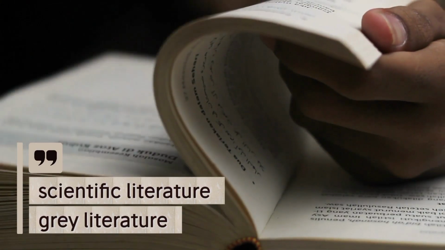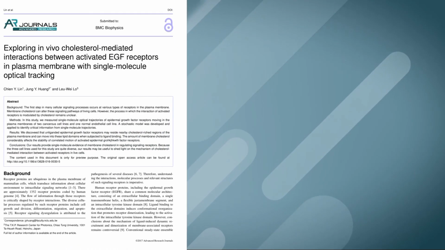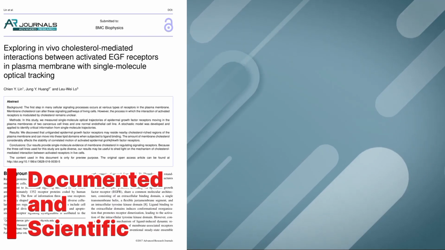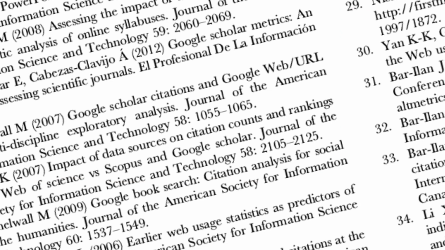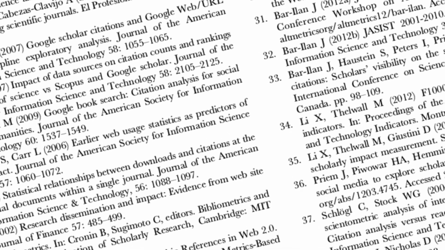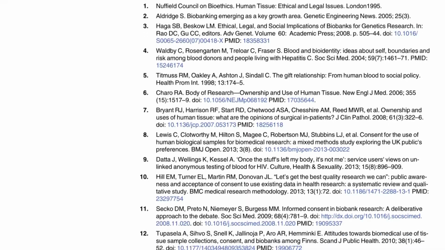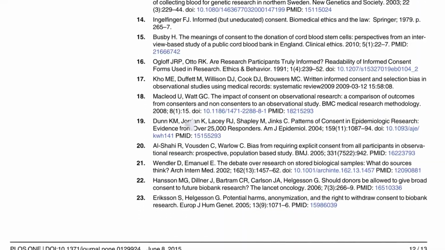In general, scientific literature: when an article possesses both the qualities of being documented and scientific and is published in a reputable journal, it is classified as part of the scientific literature. A documented work means it contains sources and evidence that support its claims and information. Documentation implies that the content is based on real data, research, and reliable references.